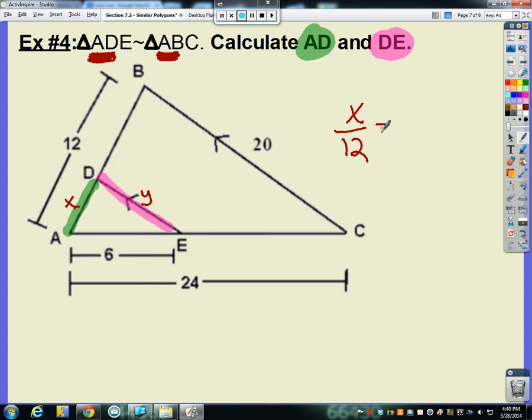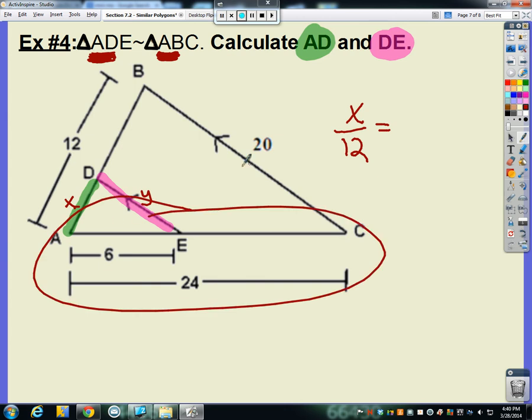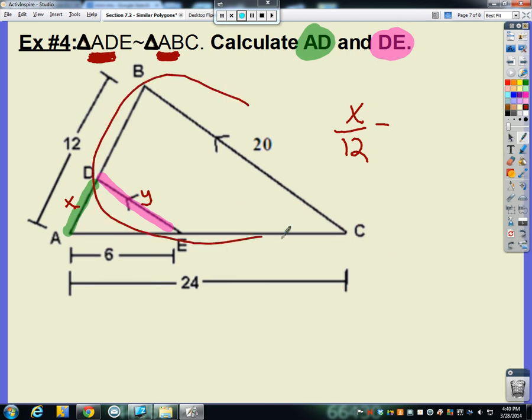Now, I need to find another ratio that I know both numbers to. And if you compare these sides, you can see, hey, look, I know both of those numbers, the 6 and the 24. Versus if I looked at these sides, I don't know this one. So I don't want to use those because I would end up with 2 unknowns.